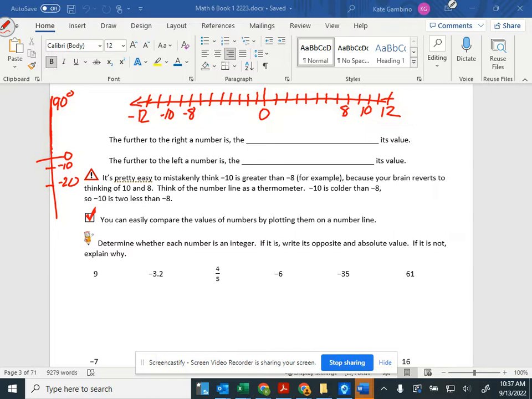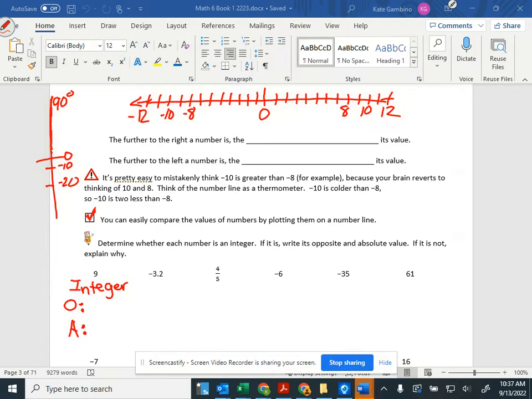Is 9 an integer? Look back up at our definition of integer. A positive or negative number that is not a decimal or a fraction. Yes, so we're going to write integer. I want you to write it out because I want you to get used to what that word looks like and what it means. So because it is an integer, we need to write its opposite. This one I'll let you do the O, and its absolute value.